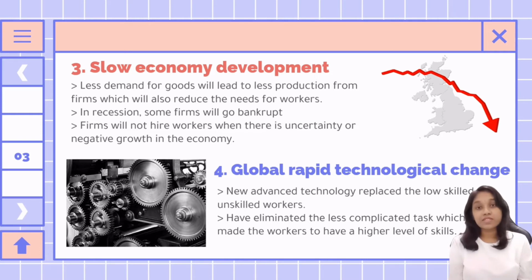This is because the new advanced technology has replaced low-skilled and unskilled workers in different factories. It has of course made production faster and more accurate, but it has also resulted in many people being unemployed. The new technological advances have eliminated the less complicated tasks, but at the same time they also require workers to have higher levels of skills.